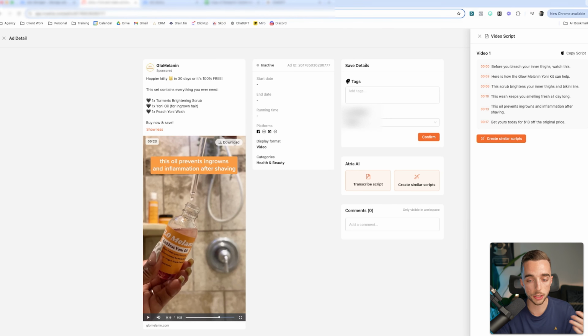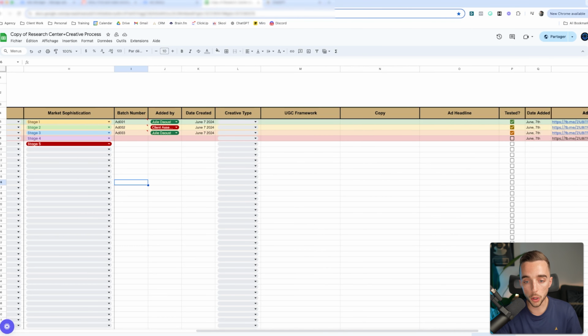You use HGO to extract a script and then you put them into a spreadsheet. And now the fun begins. You start doing pattern recognition. So again, a lot of information is blurred on screen right now, but that's what I call the research center of one of our clients.